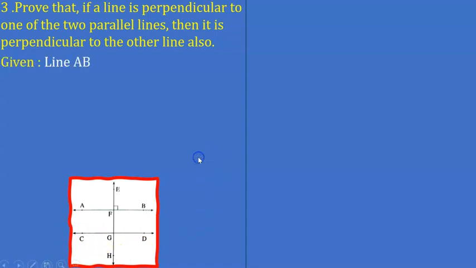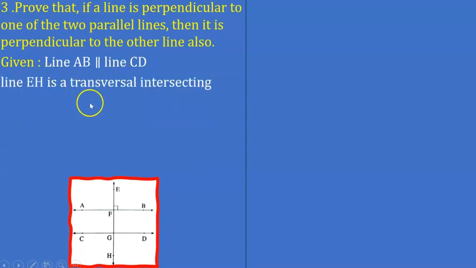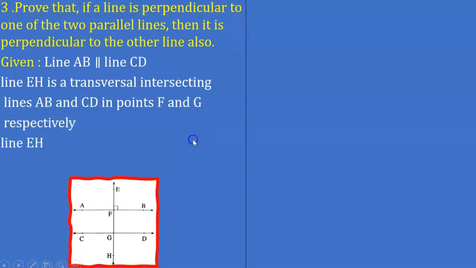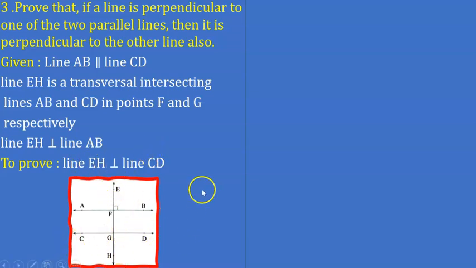Okay, now see this here. Given: line AB is parallel to line CD. Line EH is a transversal intersecting lines AB and CD at points F and G respectively. Line EH is perpendicular to line AB. Here we have shown it. Next, to prove that line EH is perpendicular to line CD.